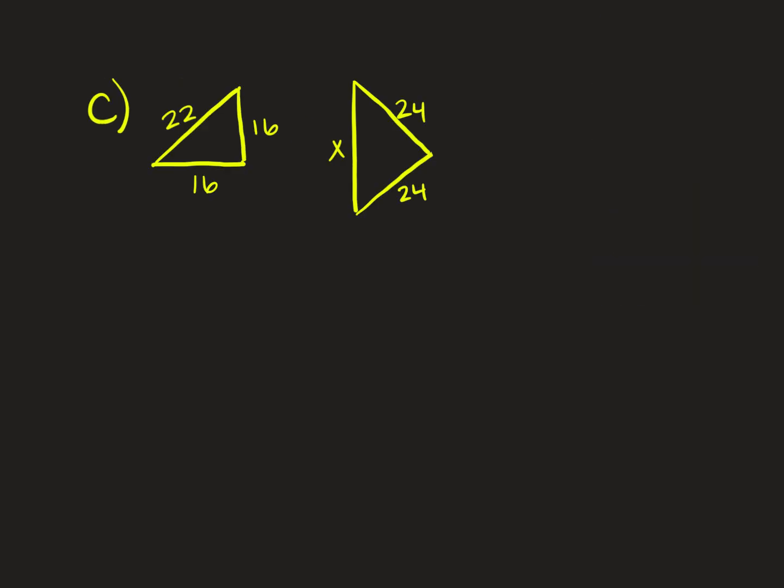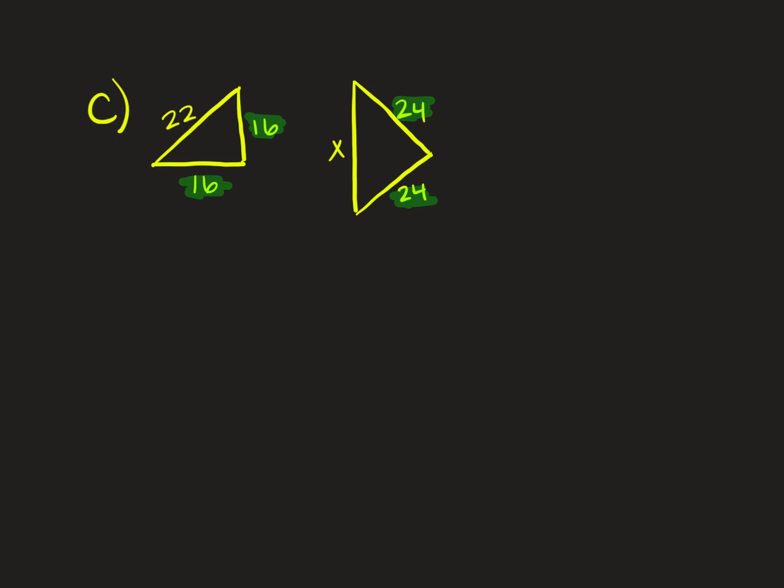In this problem C, we've got a couple things that are different. Number one, we have more information given than what's truly necessary. Number two, these triangles are not oriented the same way, so we'll have to look at what we know about them to figure out what sides correspond with what. One thing I notice is that this first triangle has two sides that are labeled 16, and my other one has two sides labeled 24.